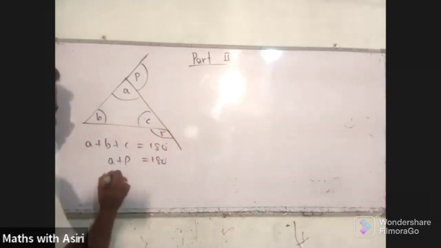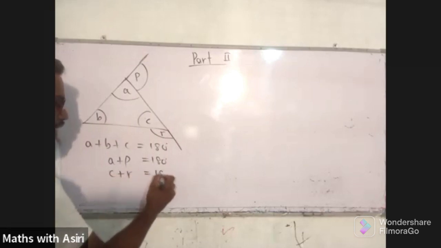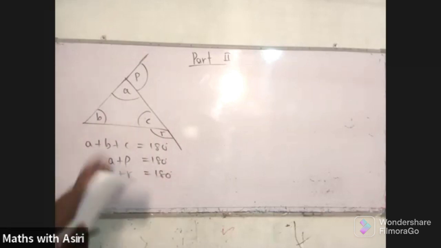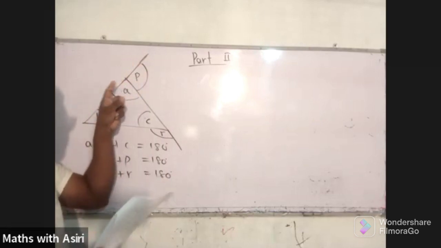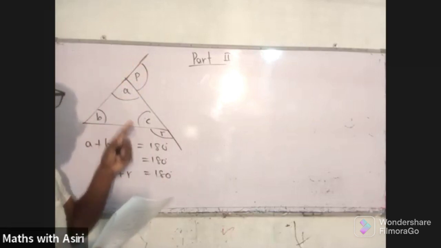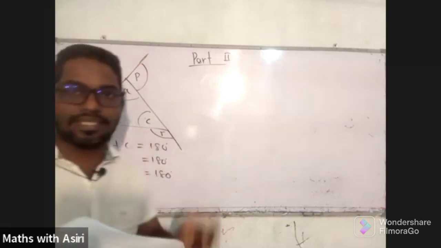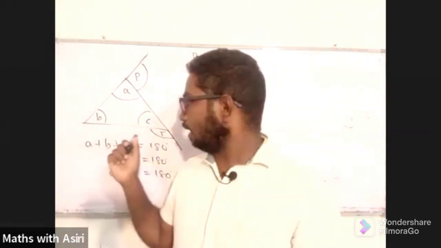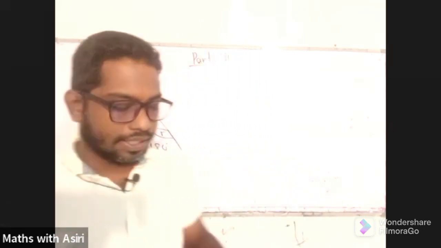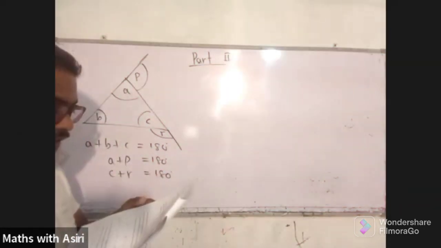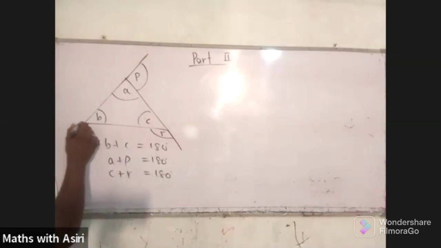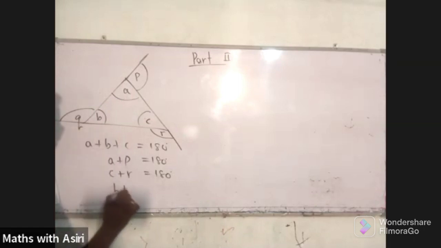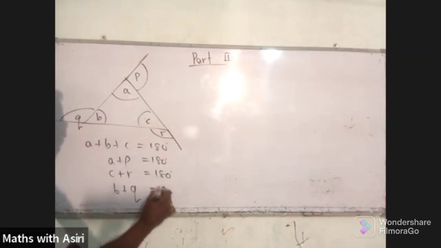Then here again, C plus R, 180. The reason is sum of the angles on a straight line. A and P are adjacent angles on a straight line. As well as here, C and R also are adjacent angles on a straight line. Then B plus Q also 180.